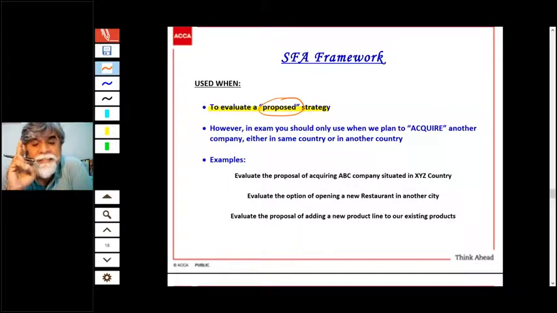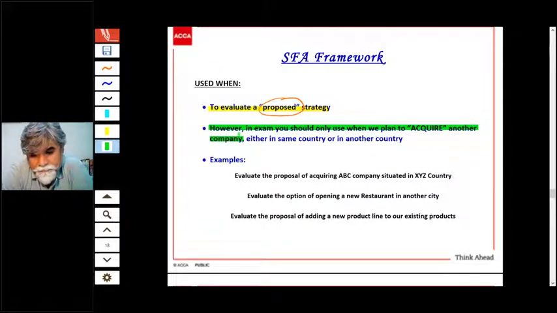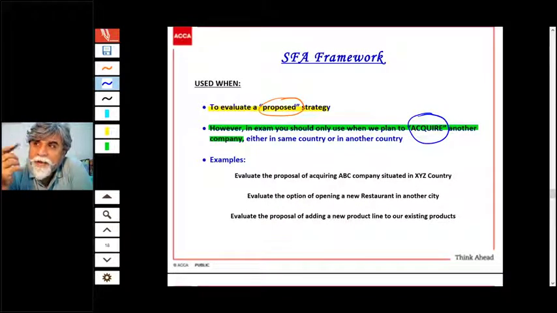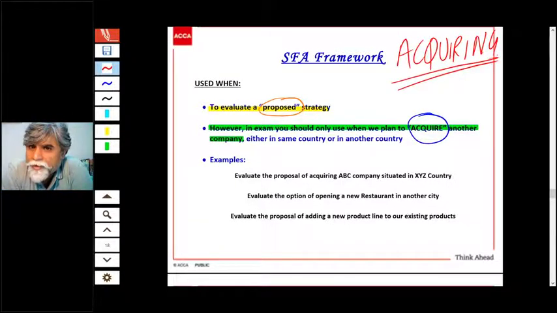However, from an exam point of view, you should not use SFA for any type of proposed strategies. You should only use SFA when we plan to acquire another company. That's the keyword. Whenever the case says that the company is thinking of acquiring, that's the main word. Let me write it in red. Acquiring. If you see this word, then in your exam you use SFA.